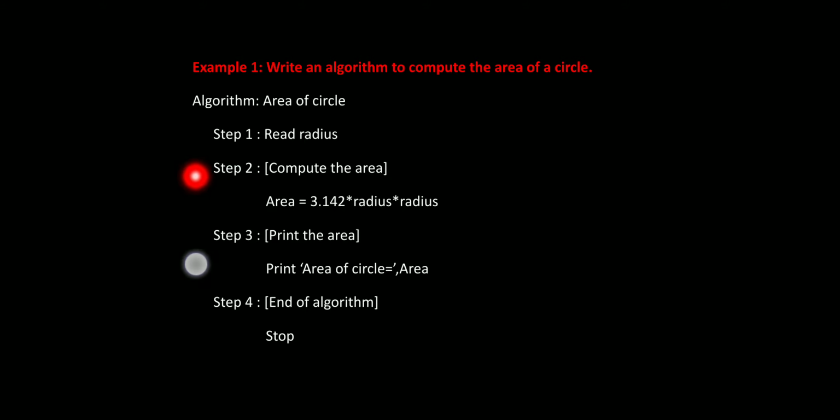Here we used 4 steps because we write a step 4. First one is, we read the radius. Second, we compute the area. For that computed area, we print with the help of the print keyword. At the end of the algorithm, with the help of the stop statement, we stop the algorithm. This is the algorithm to compute the area of a circle. I hope you all understand.